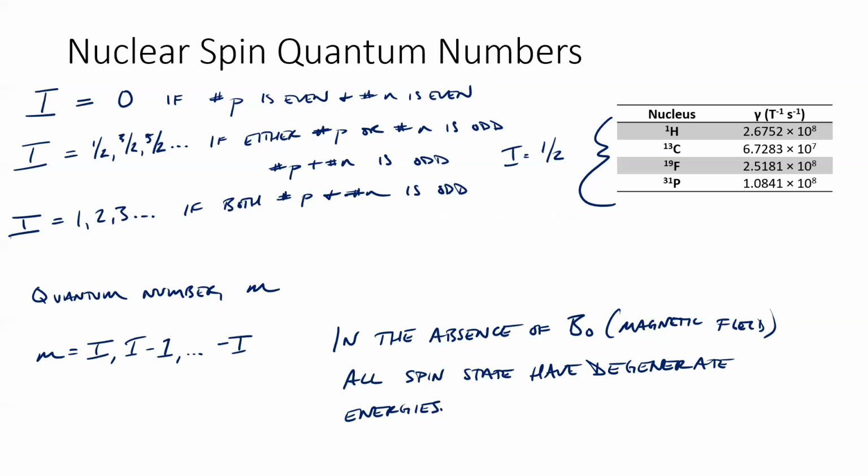What does degenerate mean again? Same energy. They're all the same. Yeah, absolutely. So degenerate energy means that all of those values of M have exactly the same energy.